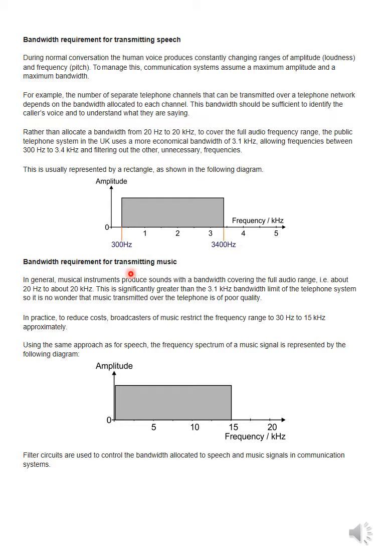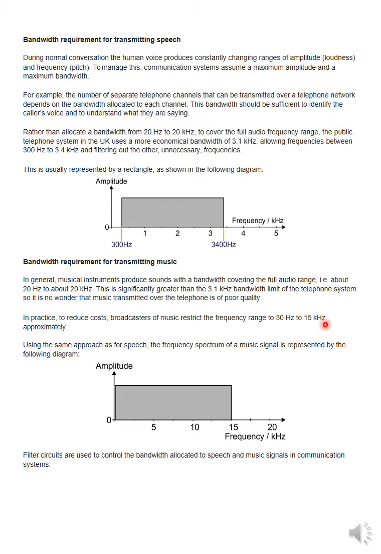So, bandwidth requirement for transmitting music. In general, music instruments produce sounds with a bandwidth covering the full audio range, that is about 20 Hz to about 20 kHz. This is significantly greater than the 3.1 kHz bandwidth limit of the telephone system. So it is no wonder that music transmitted over the telephone is of poor quality. In practice, to reduce costs, broadcasters of music restrict the frequency range to approximately 30 Hz to 15 kHz.